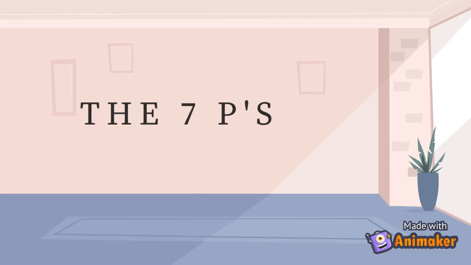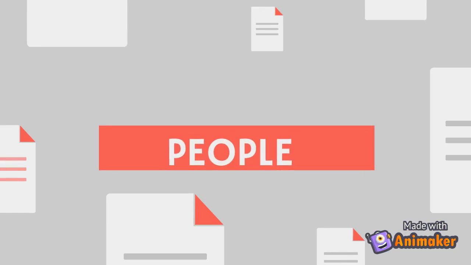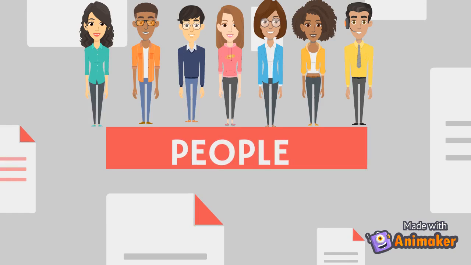The 7 Ps are widely known concepts used by investors when reviewing a business plan or hearing an elevator pitch. I'm going to list the 7 Ps accordingly from the most important to the least important. The first P is people. Investors want to know, who are the people behind this venture? Can they successfully build a company?